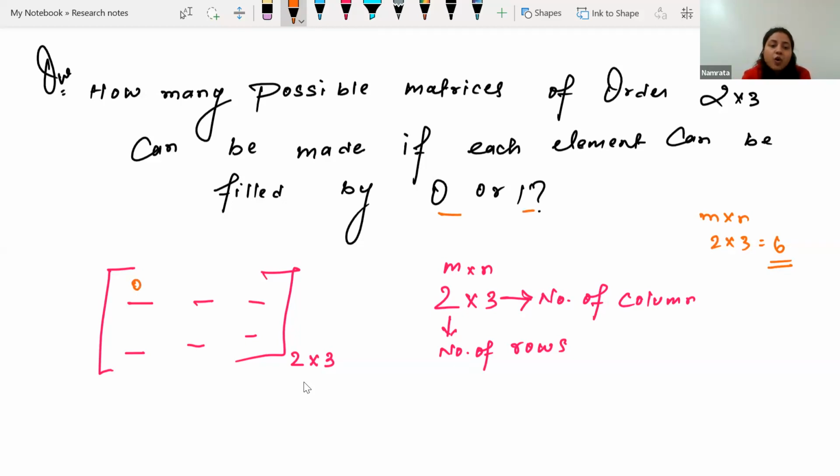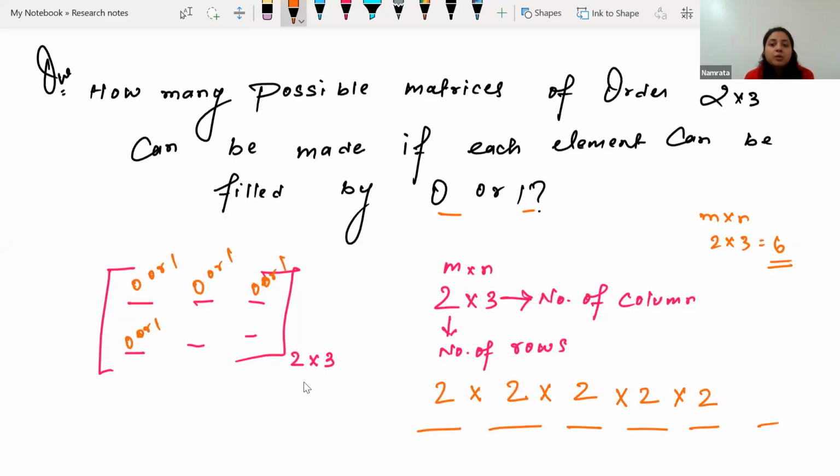Here I can write 0 or I can write 1. Here also I can write 0 or 1. Here also, and here also. This is basically like a question from the permutation combination chapter, where we had 6 vacant places, each of which can be filled by 0 or 1. So two possibilities here, into two possibilities here, into two here, into two here, into two here, and into two here. Fundamental theorem of counting.